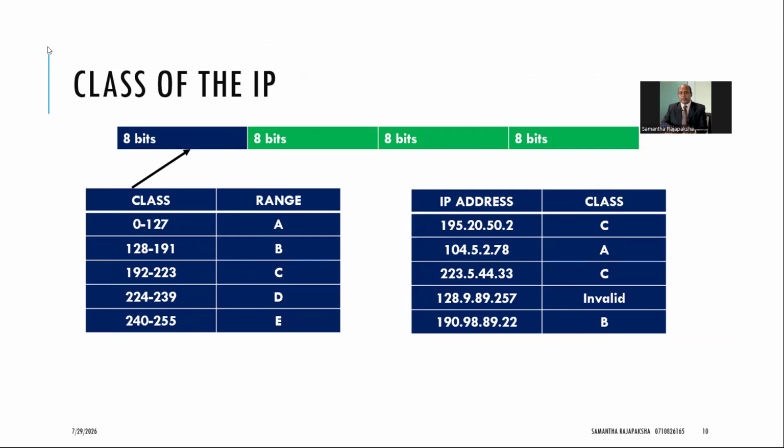Then here you can see I have given a set of examples. So 195, you can see 195 is in the range of class C. 104, class A. 223, class C. This one is invalid. Why? Because I told you in an IP address, the maximum number you can have is 255. You can't have an IP address number larger than 255. 257 means wrong. 190 means class B. So when you are given an IP address, look at the first part and decide what the class is.